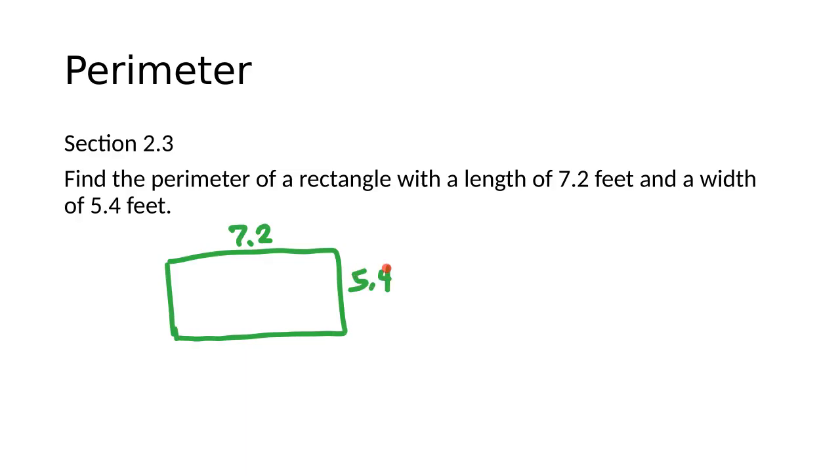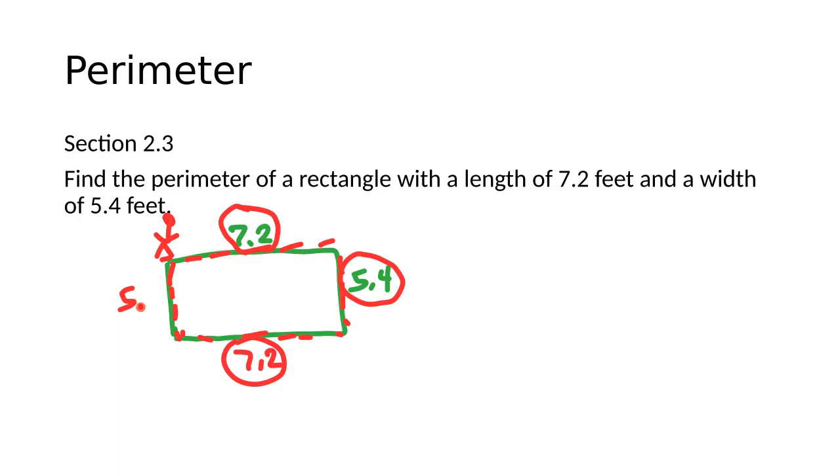You could use a formula for the perimeter, but I tend to just think of myself as standing in this corner and just walking all the way around the rectangle. How far would I go? Well, I would go 7.2, and then I'd go 5.4, and then I'd go another 7.2, and then I'd go another 5.4 to get back where I started.